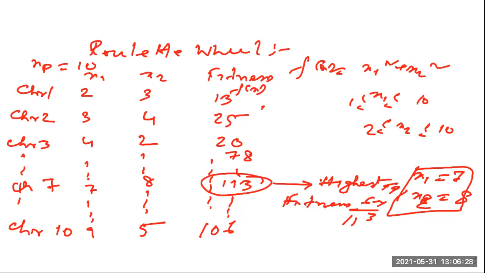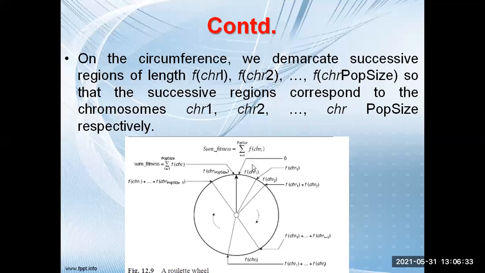Okay, so now you see there is a roulette wheel. A roulette wheel means there is a wheel. At the circumference, we are pointing those fitness values. I have calculated those values: corresponding to the first chromosome, what is the fitness value, the second chromosome, this. So these are actually placed here at the circumference. I will go to the board.